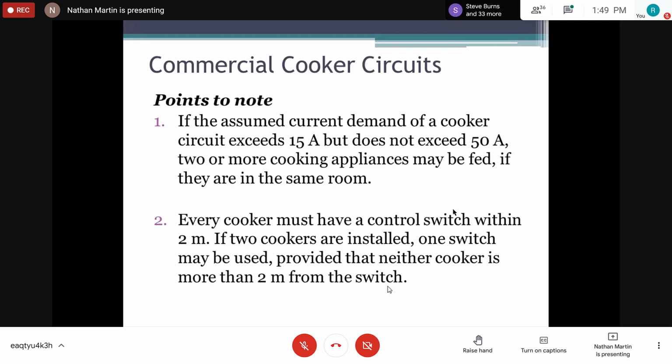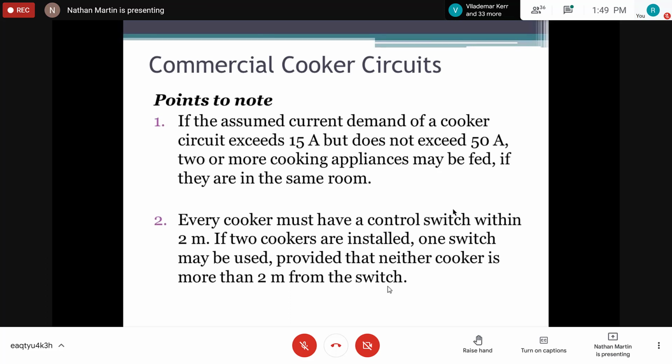Every cooker must have a control switch within 2 meters, right? So we're talking about 6 feet. So within 6 feet of the cooker, you must have a switch that can switch it off. This is stated by regulation because of the heat, right, and for safety reasons, right? So you must have a quick means of isolating or turning the power off from reaching the cooking unit.